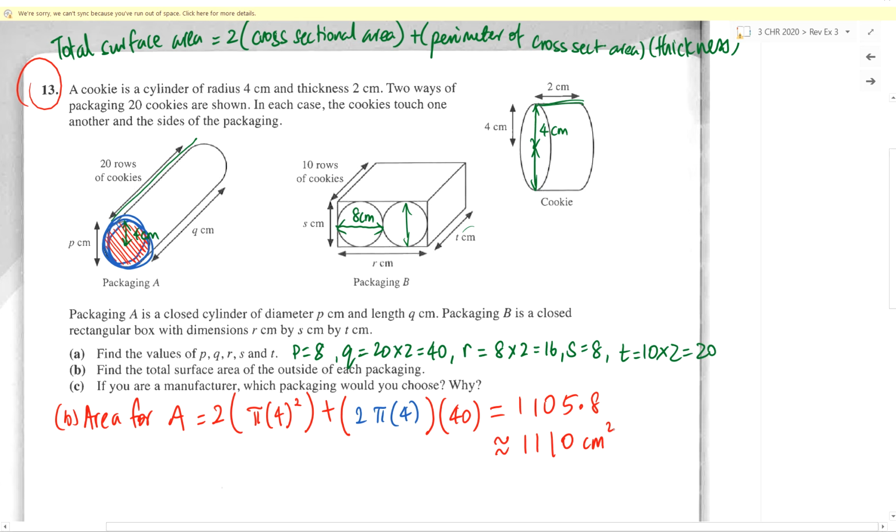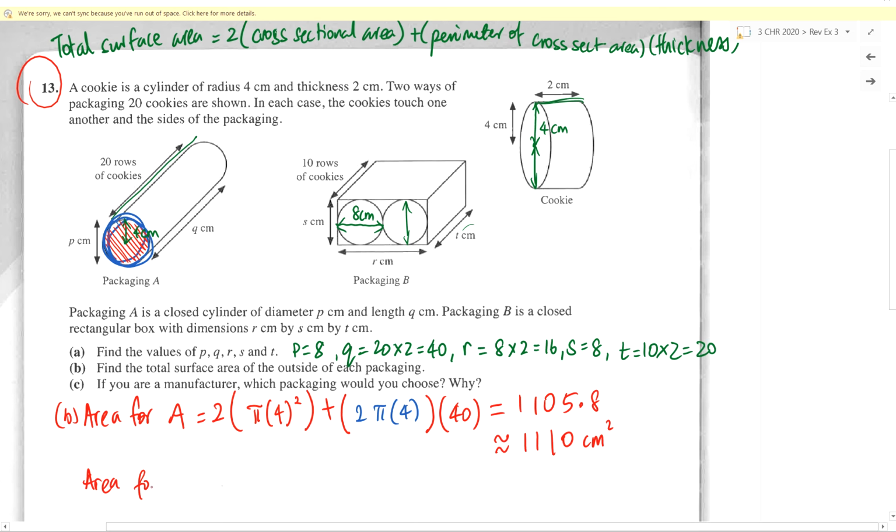This is the area for A. Let's continue with the area for packaging B. Area for B. Same thing, copy down the 2. Now we need the cross-sectional area. Can you shade the cross-sectional area?